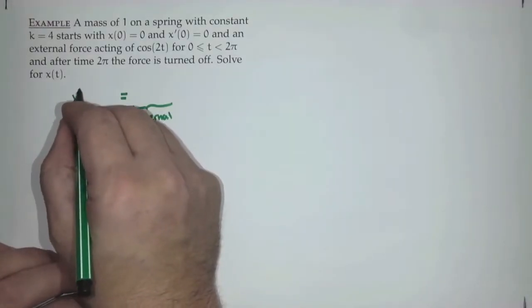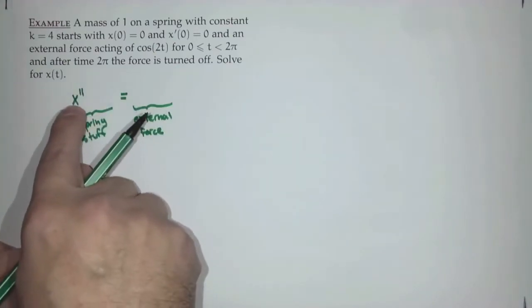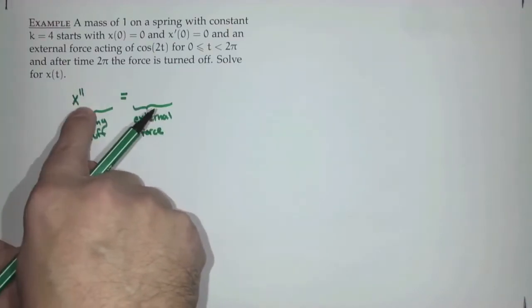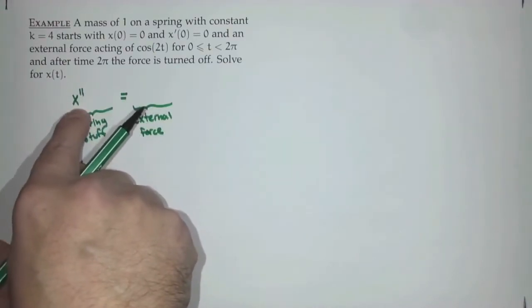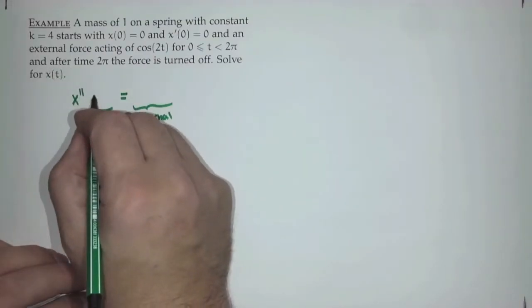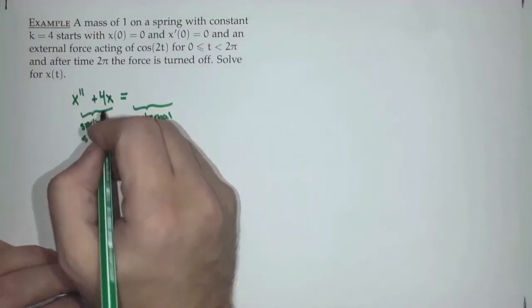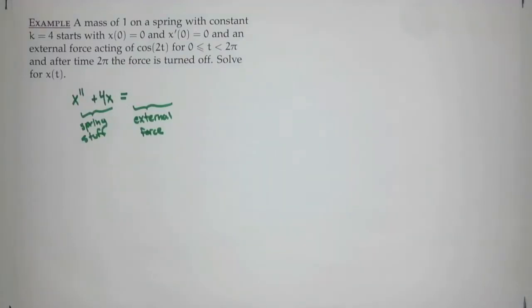Yeah, x double prime. So this is, you can think of it as really 1 times x double prime, mass times acceleration, that's a force. And then there's Hooke's law. That's where the 4x comes in. And there's no dampening going on, so there's no x prime term. Okay, so that's our spring stuff. What's our external force?